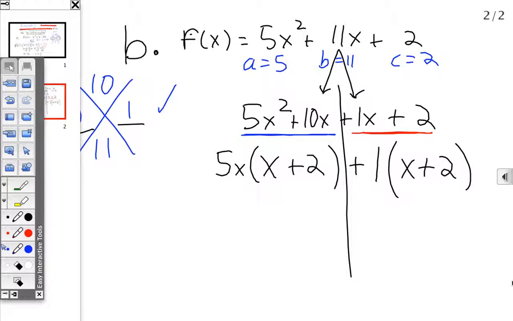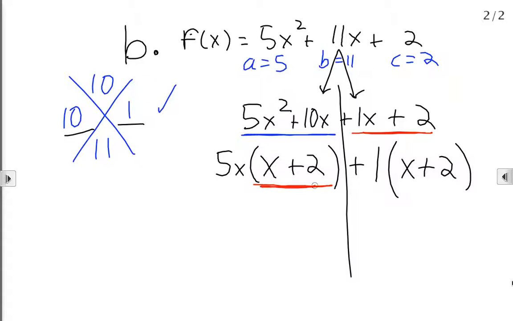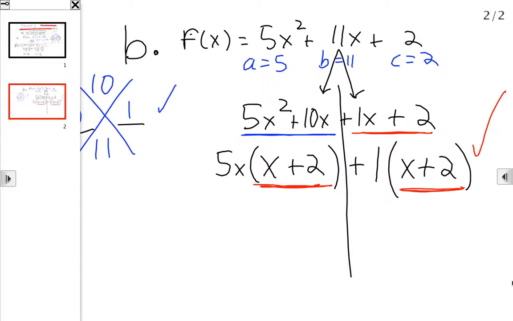At this point, it's good to point out that we have the exact same factor right here and right here. That's always a good sign. If you have a different term here and here, somewhere along the way you got off on the wrong track and you need to go back and figure out where your mistake is.